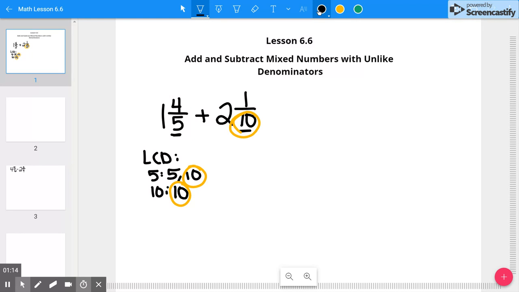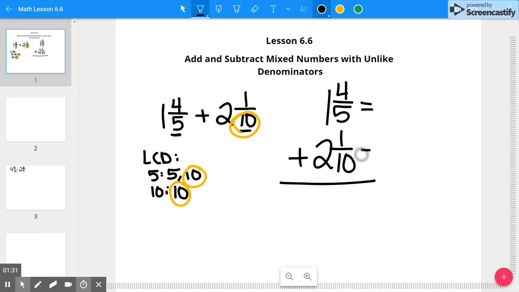So I'm going to rewrite this problem the up and down way, the vertical way, like we do normal math problems in the classroom. I'm going to start off by just changing the direction of it. 1 4/5 plus 2 1/10. Now I'm going to put the new fractions next to the original fraction, so I can add them. With mixed numbers, my whole number can stay the same, and now I'm going to just change my fraction. I need to change it into something over 10 because that's my new denominator.